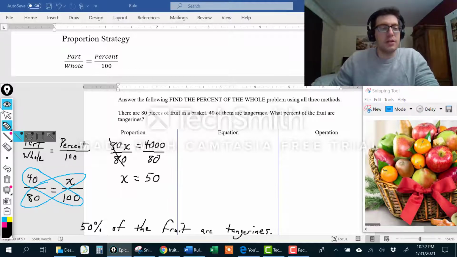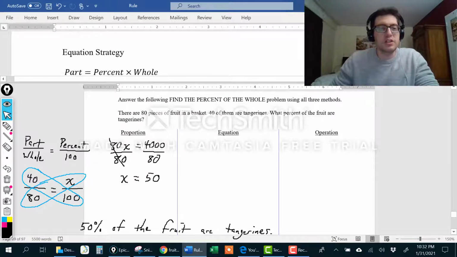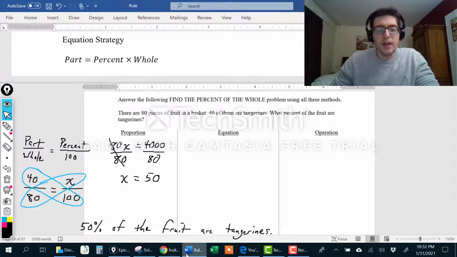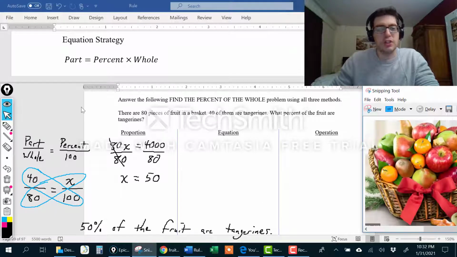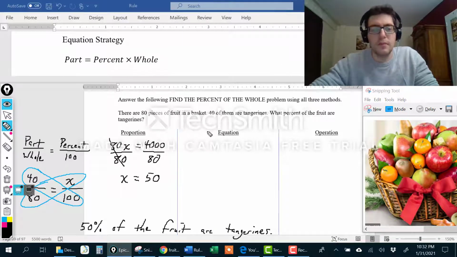All right, now let's answer the same exact problem using the equation strategy. And to answer the equation strategy, we're going to write part equals percent times whole.